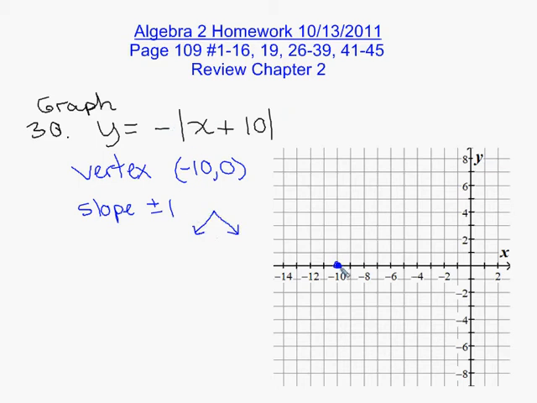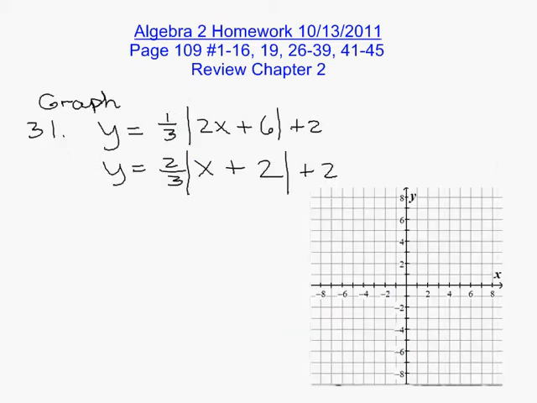So it's still going to be 1 over 1, but it's going to be opening downward. All right, so you just make a few points until you've got a good graph there, and then you just connect the dots. Okay, so there's that absolute value graph. Okay, let's go with the next one.